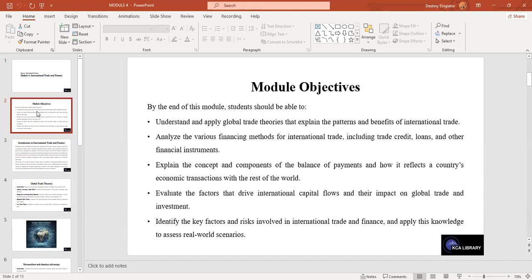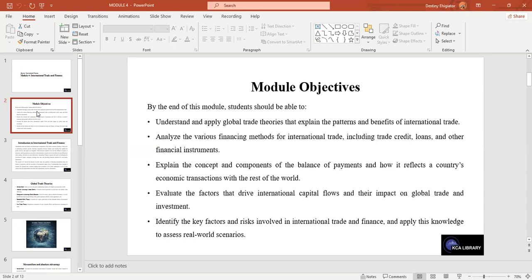Students should be able to explain the concepts and components of balance of payment and how it reflects a country's economic transactions with the rest of the world. Students should also be able to evaluate the factors that drive international capital flows and their impact on global trade and investment.